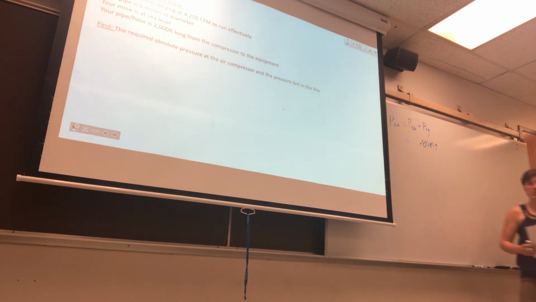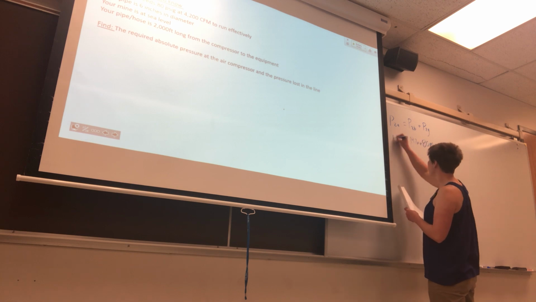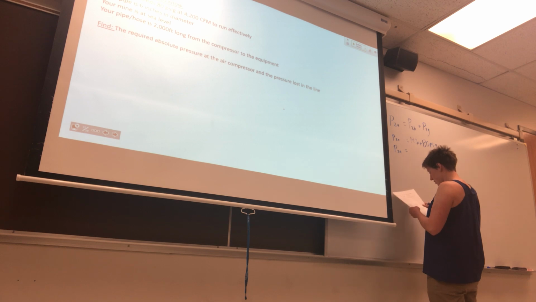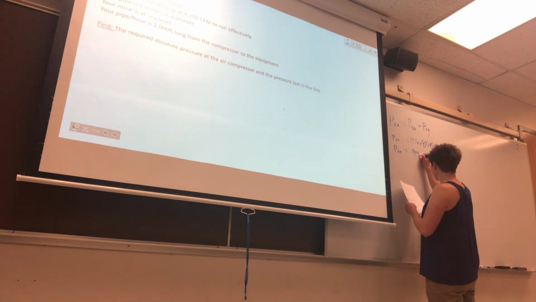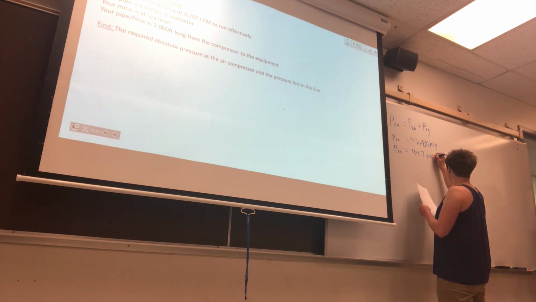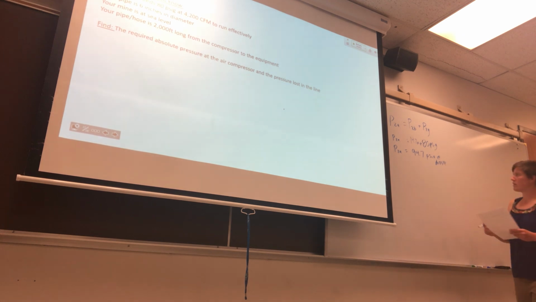And then what's our barometric pressure? 14.7. Yes, and that's because we're at sea level. So that number can also change. Okay, so our P2A ends up being 94.7 PSI. We'll put an A at the end of that. So we need an absolute of 94.7 PSIA at the drill site.